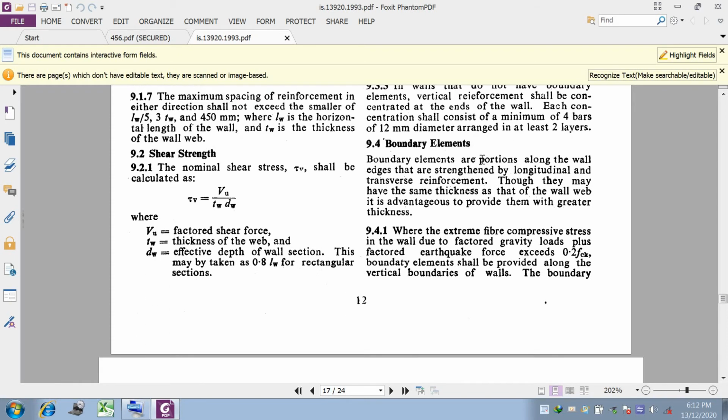Then the boundary elements. So this is the new additional reinforcement part in the shear wall because of the ductility provision. So let us see what the boundary element provisions are. A boundary element is nothing but a portion along the wall edge that is strengthened by longitudinal and transverse reinforcement. Though they may have the same thickness as that of the wall web, it is disadvantageous to provide them with a greater thickness. Okay, so these boundary elements are provided at either end of the walls.